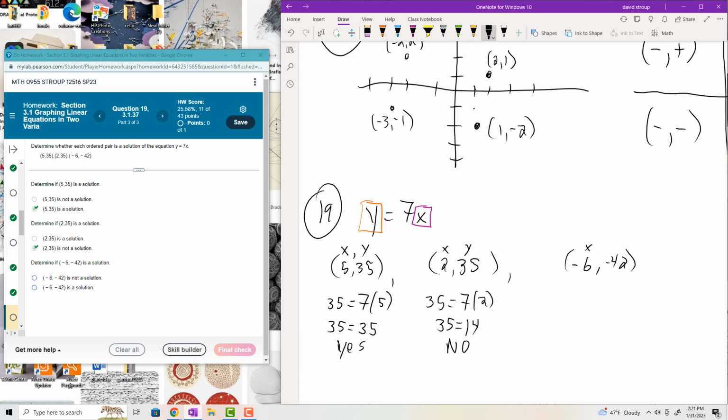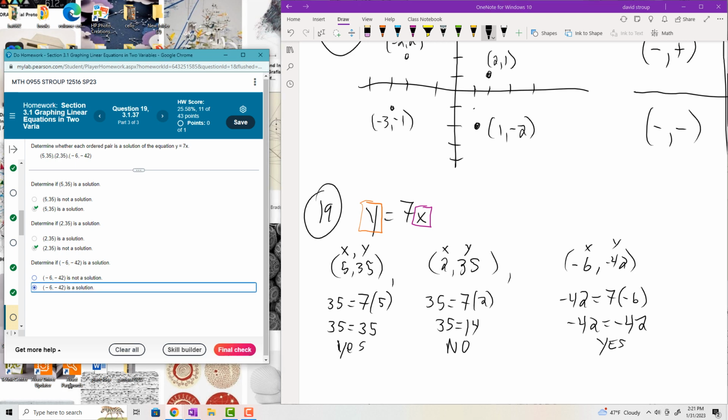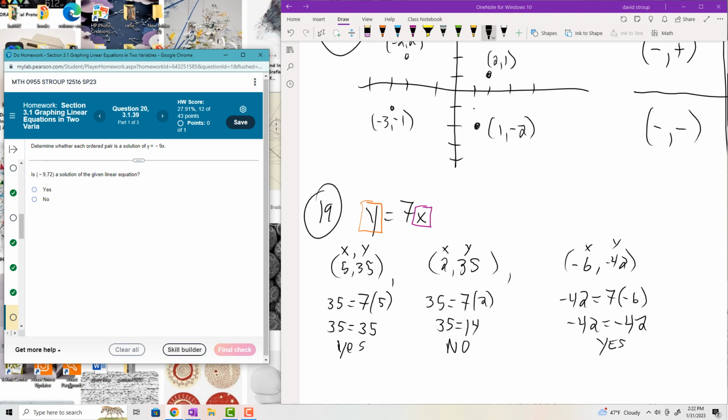Plugging in x and y here. So negative 42 for the y. I have 7 times negative 6. So it would be negative 42 equals negative 42. And that's certainly true, so that will be a big yes. So it is a solution. Okay. So it's really just kind of a plug and chug deal.